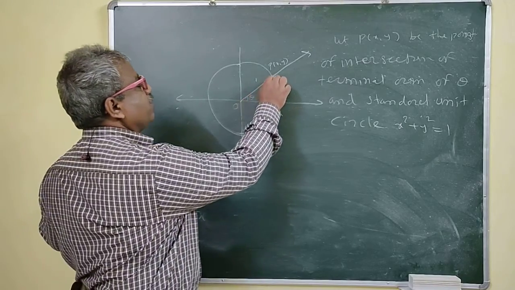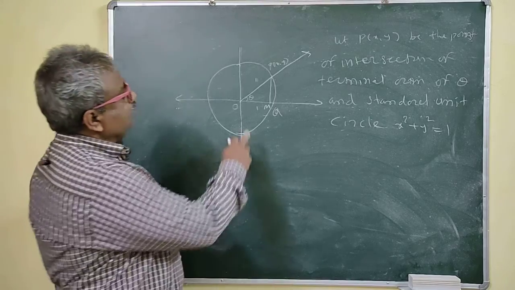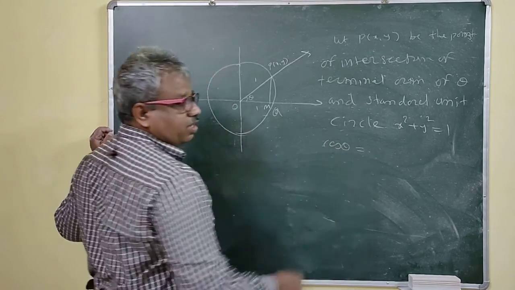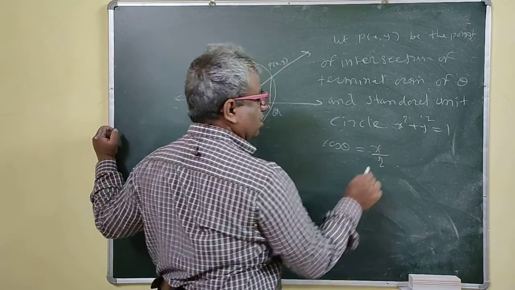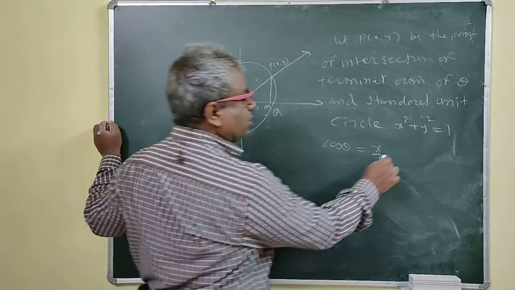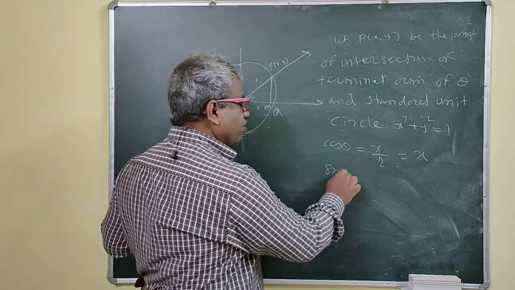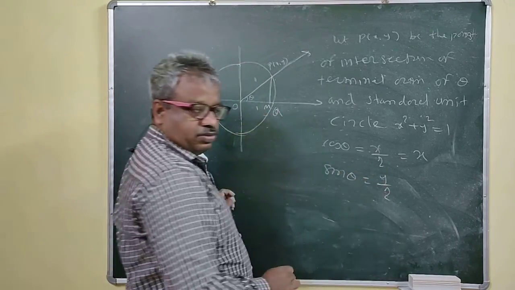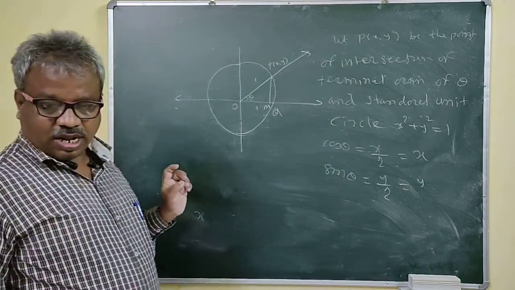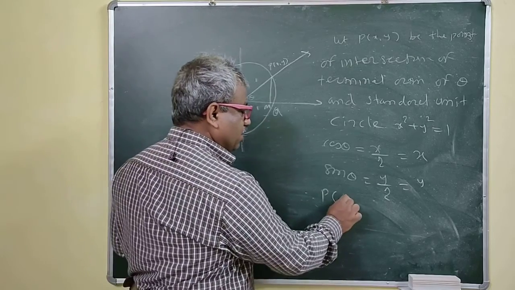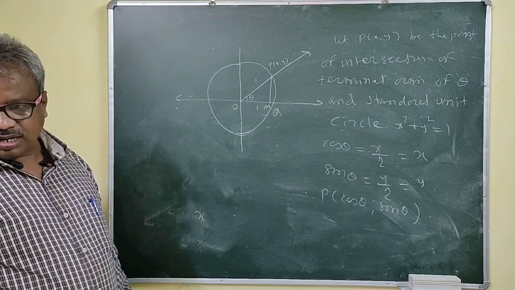So if you draw a perpendicular to this, this is PM. Right? So you know that cos theta is equal to what? We know that cos theta is x upon r. Your r is 1, so this is x. You know that sin theta is nothing but y by r, we have seen in the last. So y upon 1, that is y. Therefore P is nothing but (cos theta, sin theta).